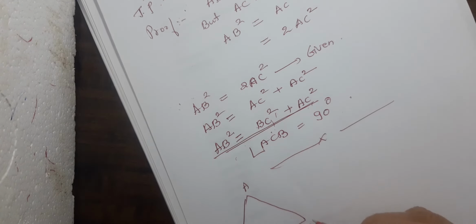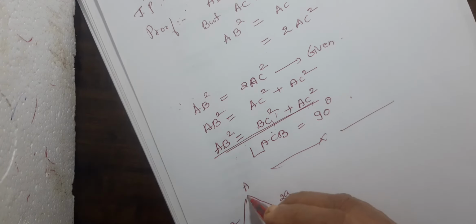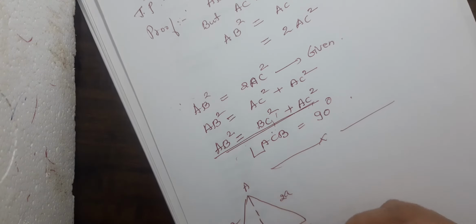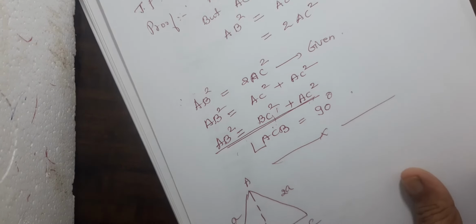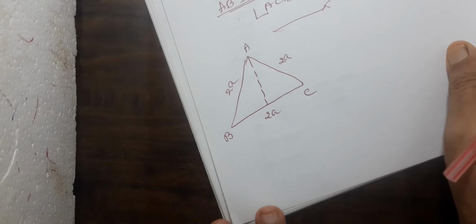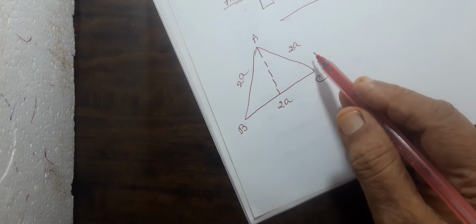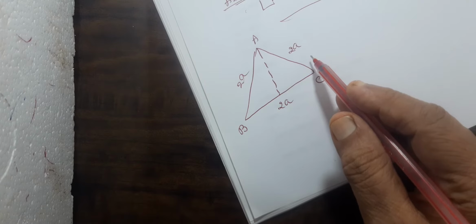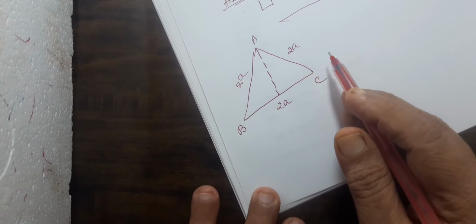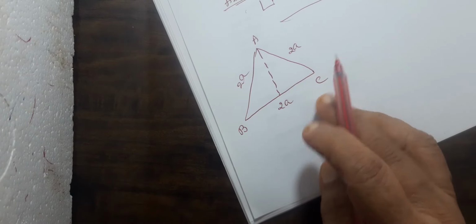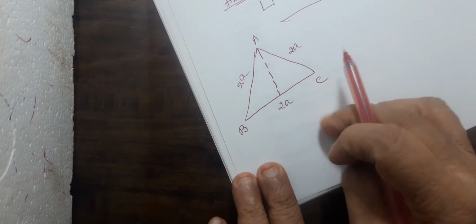Okay, ABC is an equilateral triangle of side 2A, they have given. I hope you have understood this, or you might have seen the PDF. Find each of its altitudes. Altitudes mean the perpendicular or the height. So this is an equilateral triangle. In an equilateral triangle, please see the figure, all three sides are equal to each other, and all are equal to 2A, as given.